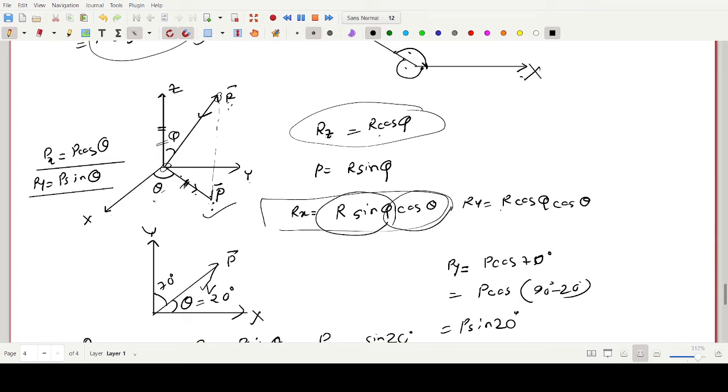And then the component of R along Y will be, sorry, R sin phi cos theta. So in this way we can calculate the components of a 3D vector using the magnitude of the vector and the angles.